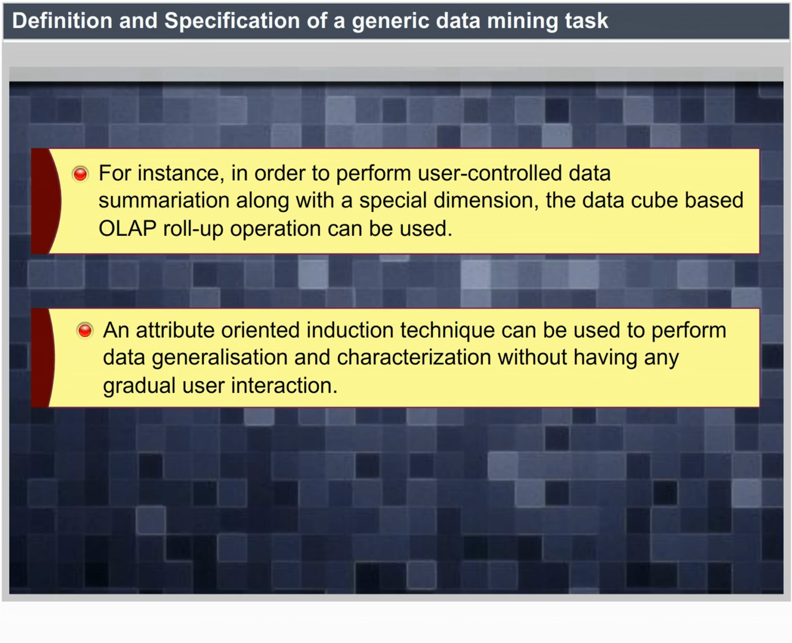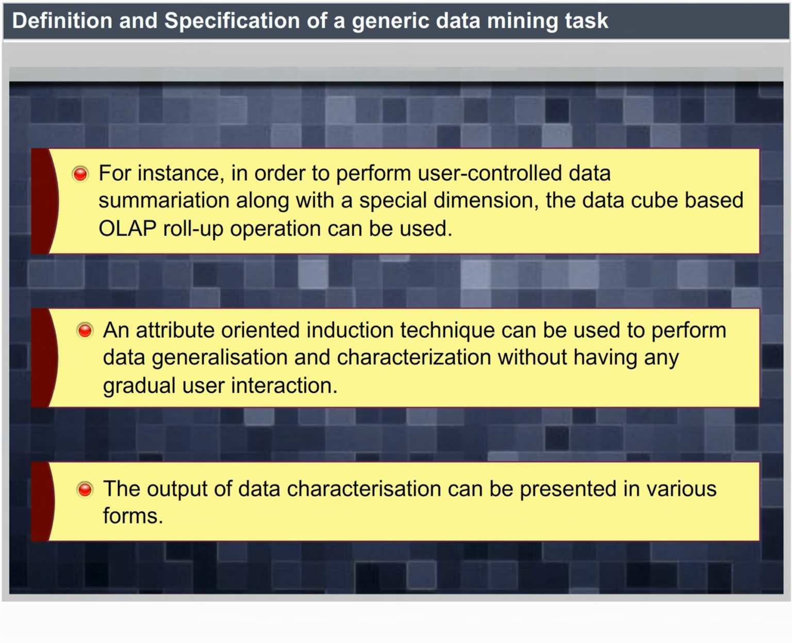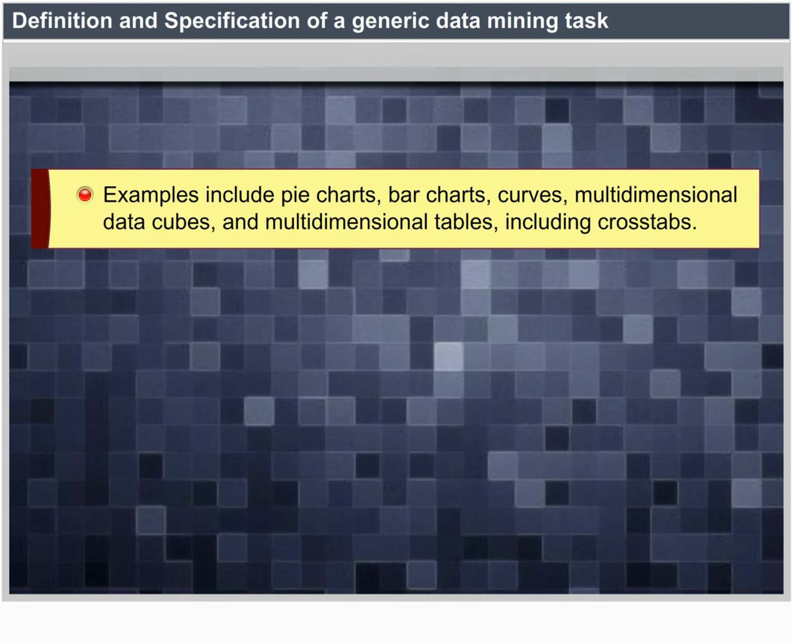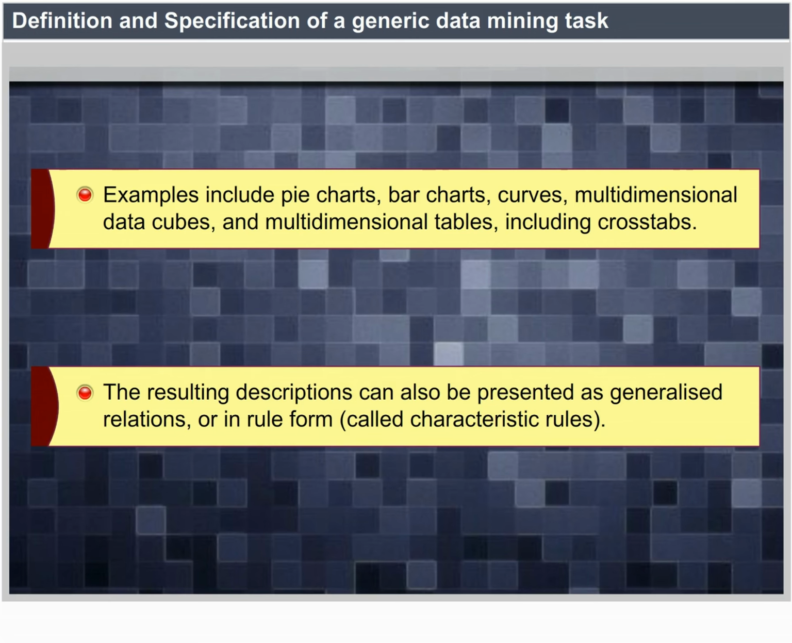The output of data characterization can be presented in various forms. Examples include pie charts, bar charts, curves, multidimensional data cubes, and multidimensional tables, including crosstabs. The resulting descriptions can also be presented as generalized relations or in rule form, called characteristic rules.